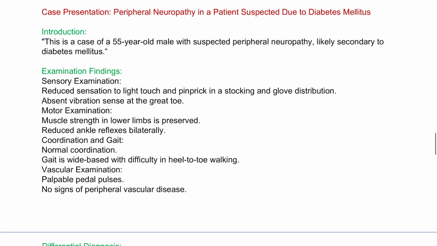And then you're going to put the examination findings. So likely secondary to diabetes mellitus, how do you know that the patient has diabetes? There may be some clues. Sometimes there is an insulin syringe there at the bedside. Maybe some tablets there, like oral hypoglycemic drugs.